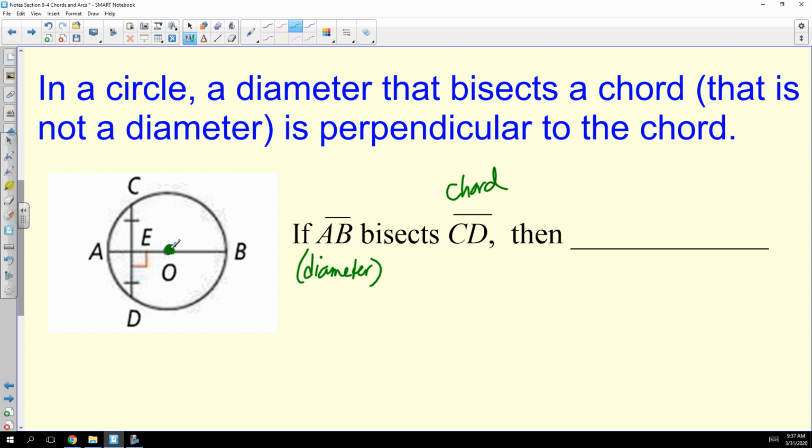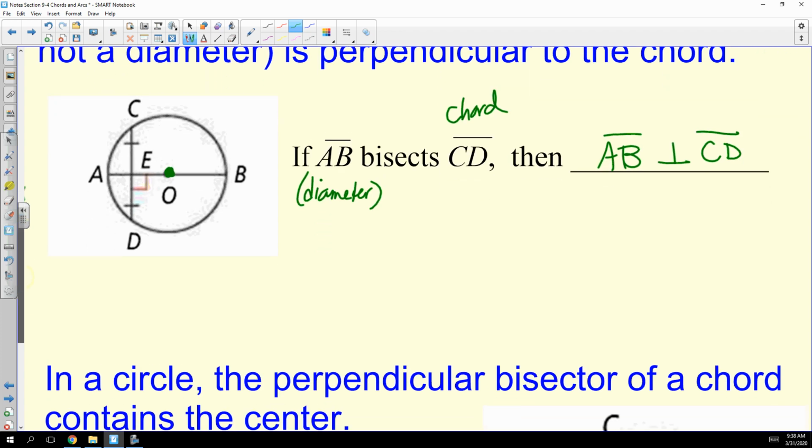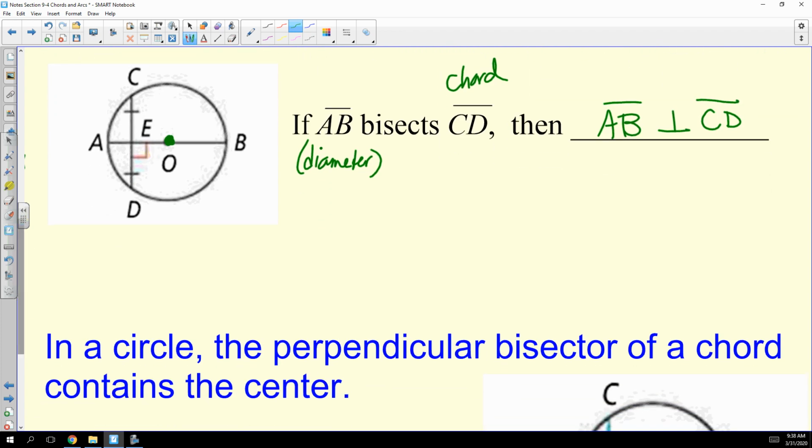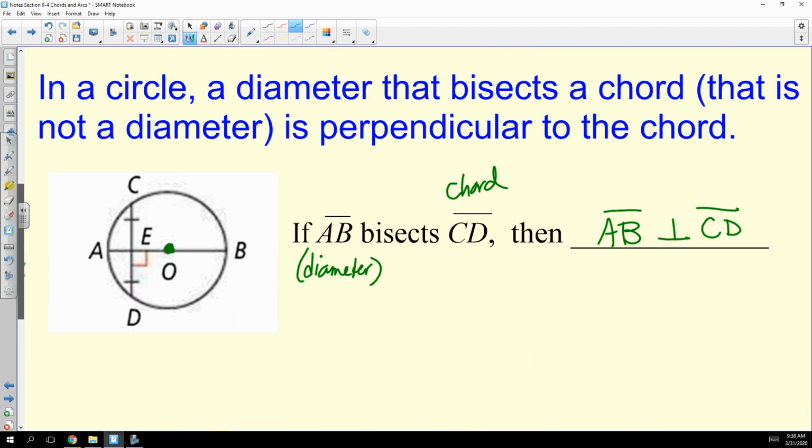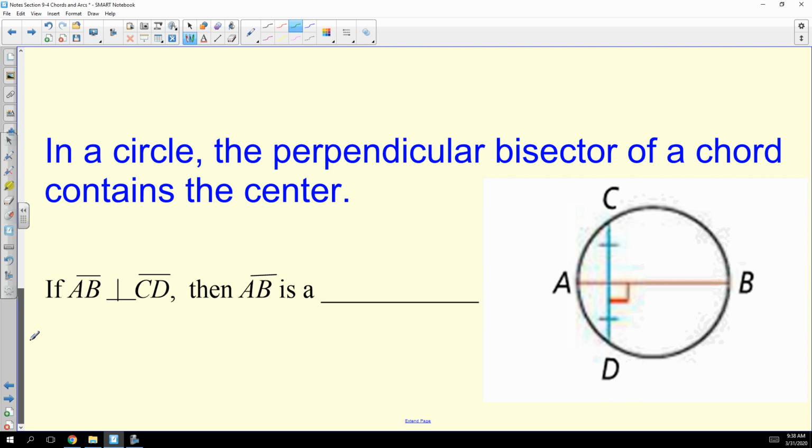That's kind of a critical deal. Then AB must be perpendicular to CD. So this is just the converse of the previous statement. You can conclude sometimes that you have a right angle when you didn't necessarily know one. Then you can also conclude bisecting if you do know that you have a right angle. Remember that it has to be passing through the center of the circle.